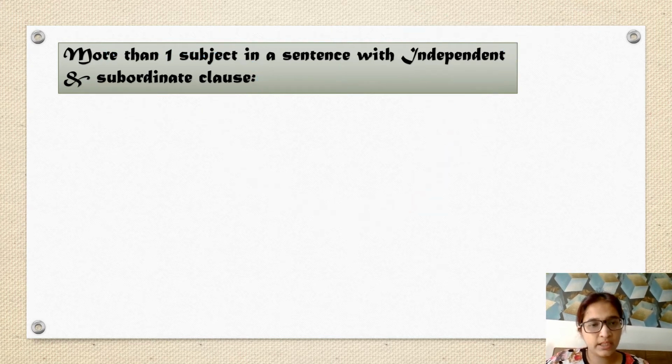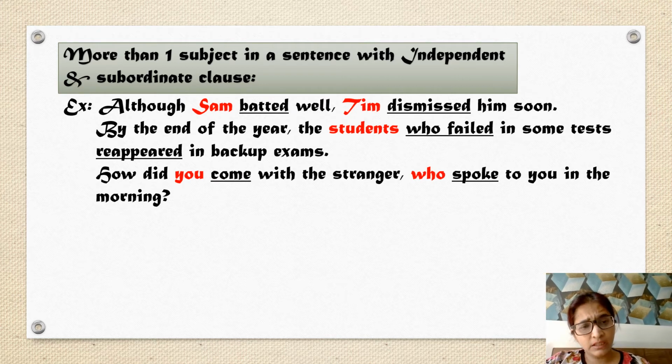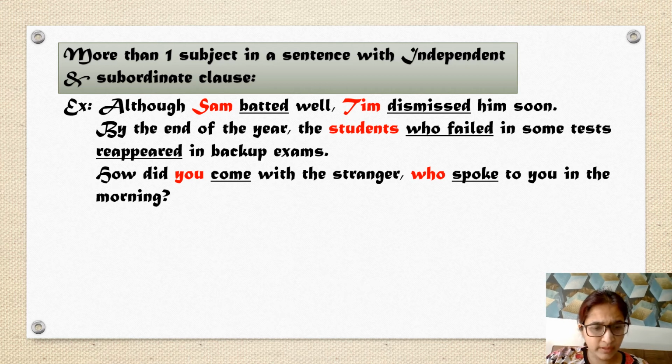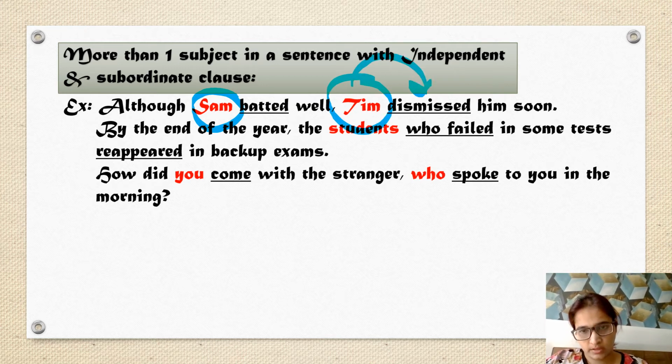So in such a case, we will see how we use the noun as a subject. "Although Sam batted well" is one clause in which we are saying who batted. Whom are we talking about? We are talking about Sam. So Sam is the subject here. "Tim dismissed him soon." Tim is the subject in the next clause. So Sam and Tim are the subjects here.